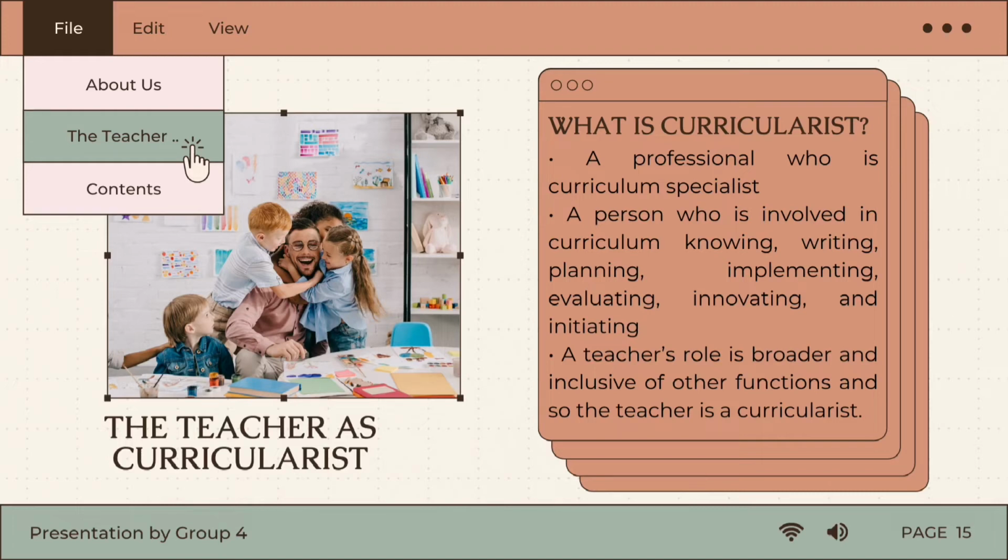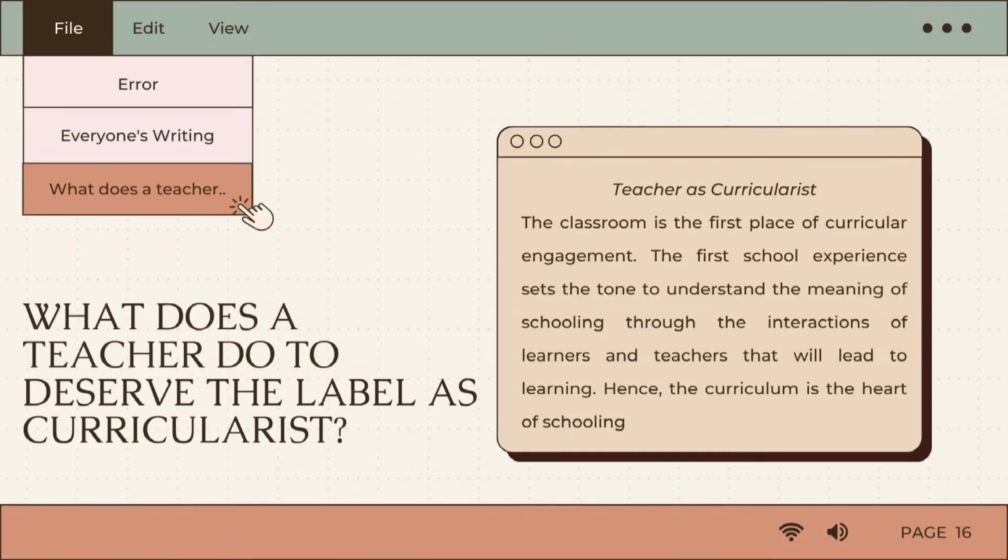A teacher's role is broader and inclusive of other functions, and so a teacher is a curricularist. Teachers do a series of interrelated actions about curriculum, instruction, assessment, evaluation, teaching, and learning. A teacher is involved with the curriculum continuously all day, but very seldom has a teacher been described as a curricularist. So, what does a teacher do to deserve the label of curricularist?